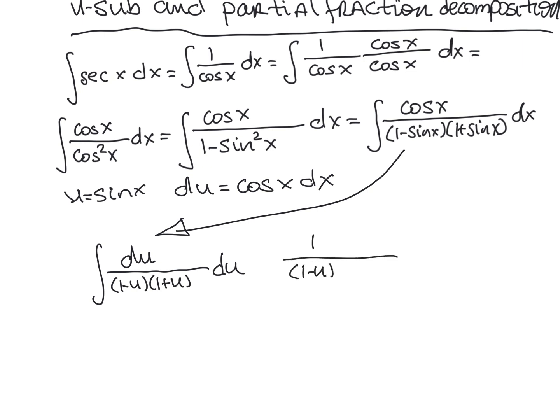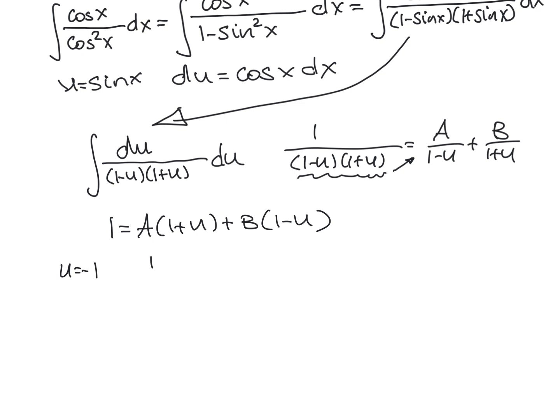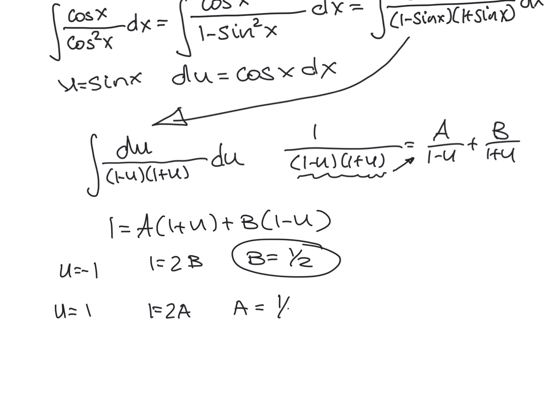We're going to take 1 divided by 1 minus u times 1 plus u and write it as A over 1 minus u plus B over 1 plus u. Then we're going to multiply both sides by the denominator on the left, which is 1 minus u times 1 plus u. That gives us 1 on the left side, and then A times 1 plus u, because 1 minus u is canceled, plus B times 1 minus u, because 1 plus u is canceled. Let's plug in u equals minus 1 into both sides. On the left, we still have 1. On the right, that just gives us 2B, which means B is 1/2. Let's now plug in u equal to 1, and that gives us 1 equals 2A. That means A is 1/2.